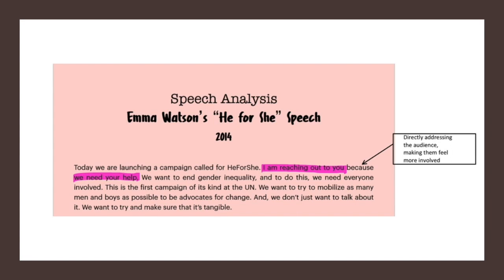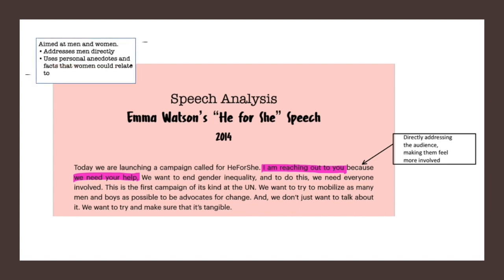So for example, Emma Watson aims this speech at men and women. We know this because she addresses men directly, and she also uses personal anecdotes and facts that women could relate to. Now, if we were going to be really specific, we would have examples of those, the quotations, in our answer as well. Her purpose would be to persuade people to join her to end gender inequality. And we know this because she specifies this in her very introductory passage.